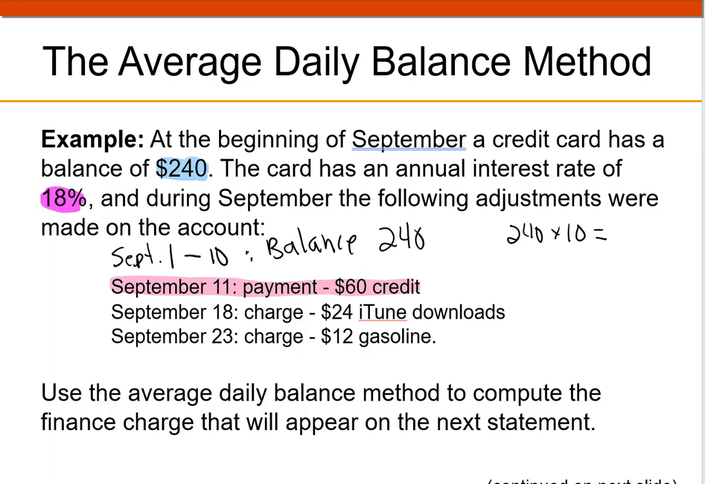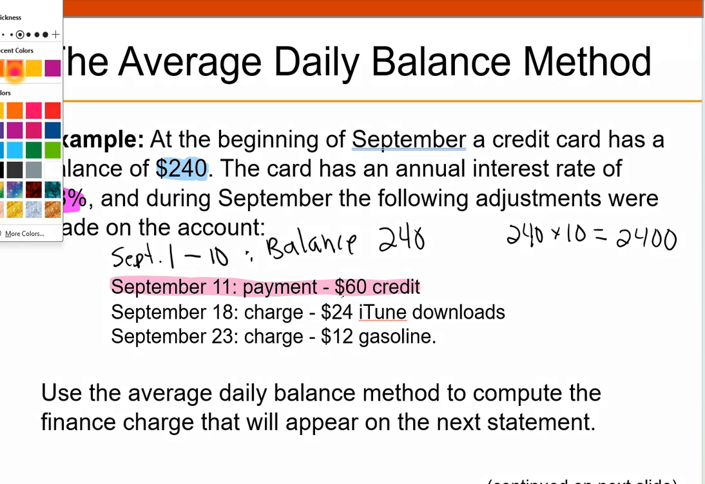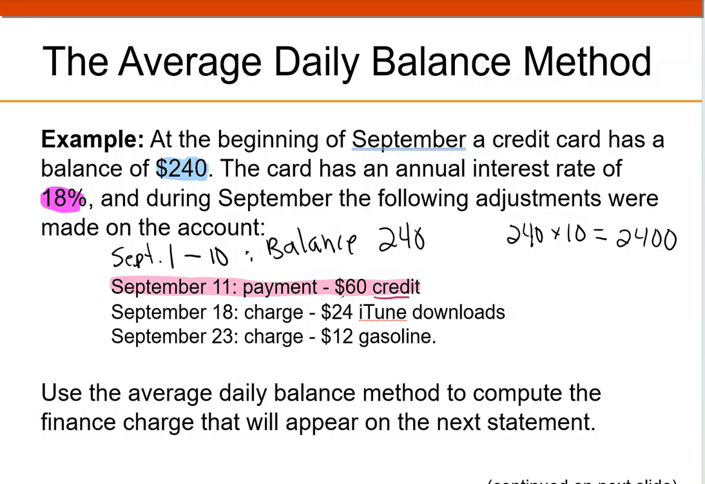If I add the same number 10 times, that's the same thing as taking that number times 10. And that's going to give you 2,400. But on September 11th, a $60 credit happened. Let me find a pink color. That's close to pink. If you have a credit, that means that you sent in some money, which means your balance, which was $240 on September 11th, came down by $60.